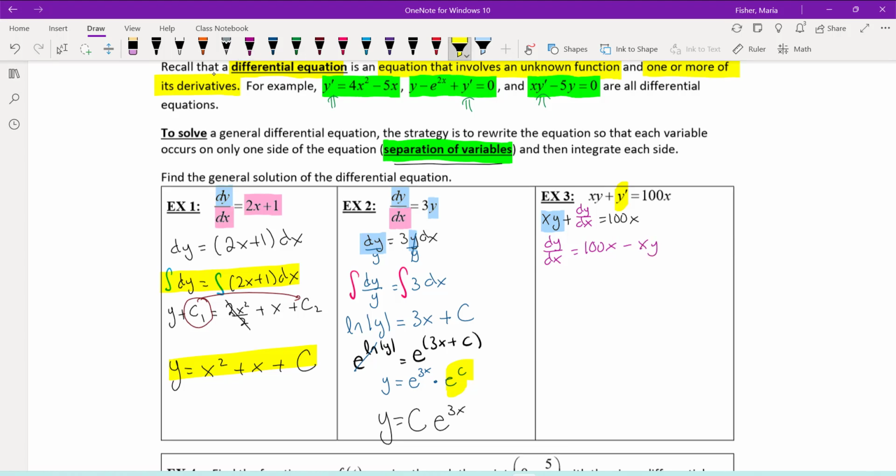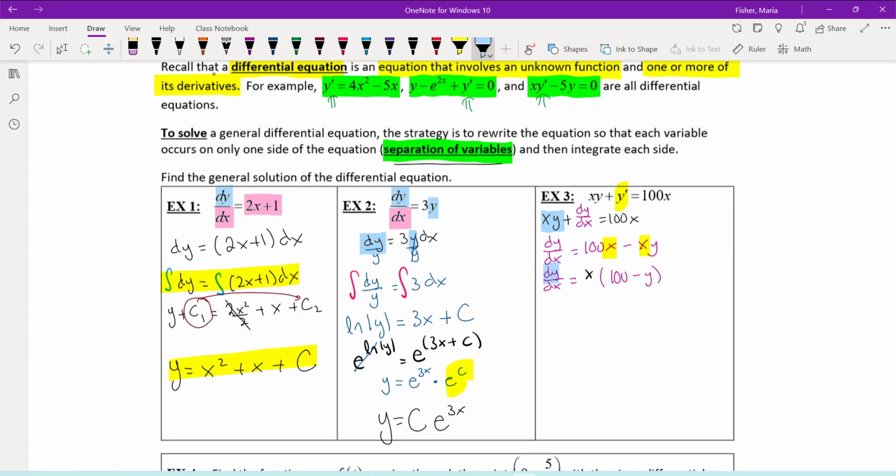Now notice on the right hand side here that I have x in one term and x in another term, so I can factor that x out of those two terms. So I end up with dy dx is equal to x times 100 minus y. Now that's really helpful because again I need to separate variables.